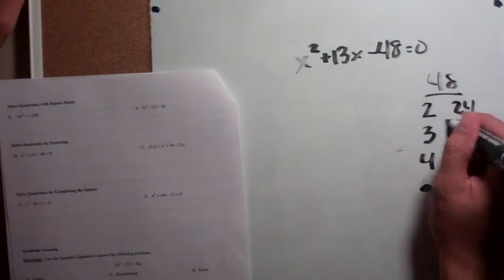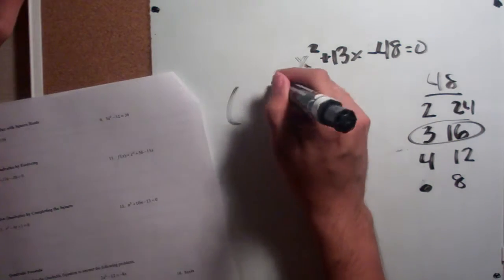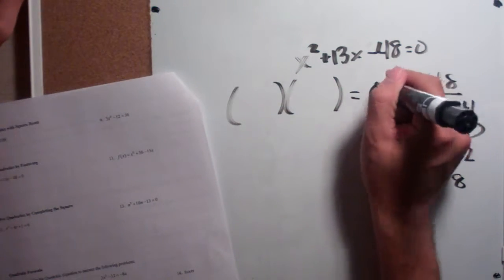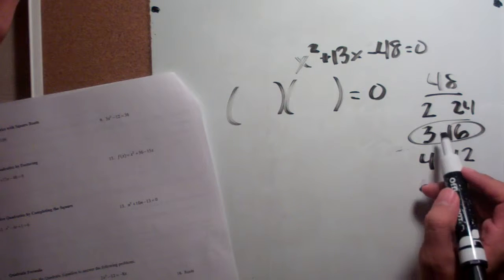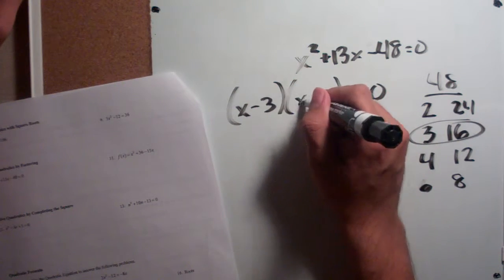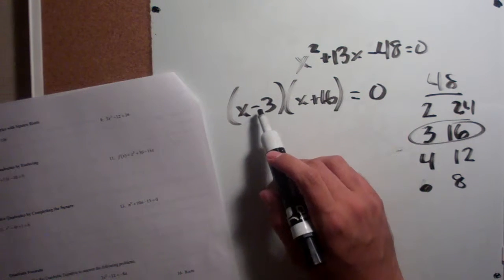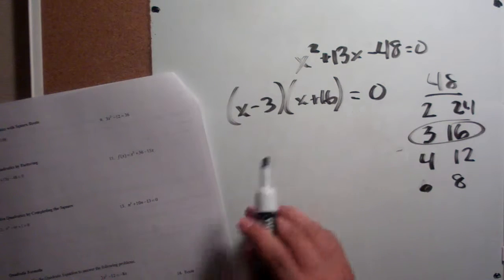Oh, sorry. Yeah. So 3 and 16 does work. You have to subtract them. So with this, I'm going to write a pair of binomials equal to 0. In the first pair, we're going to have x minus 3, and in the second we're going to have x plus 16. The reason this has minus and this has plus is because negative 3 plus 16 is a positive 13.